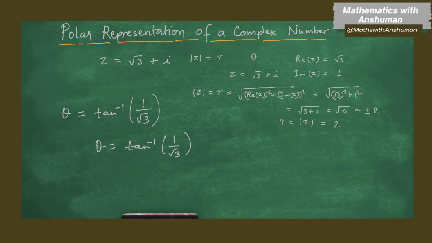And this complex number z is equal to under root 3 plus i can be shown in the polar form as (2, theta), the distance, comma, the angle theta, and here theta is tan inverse 1 by root 3, and this is how we can show it.